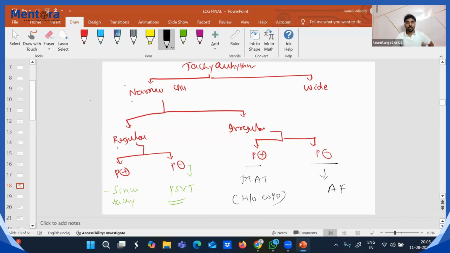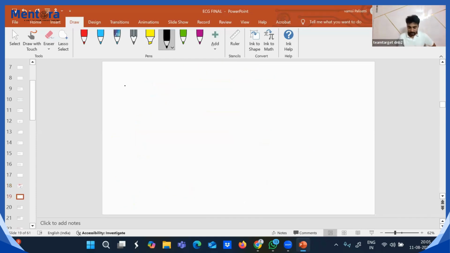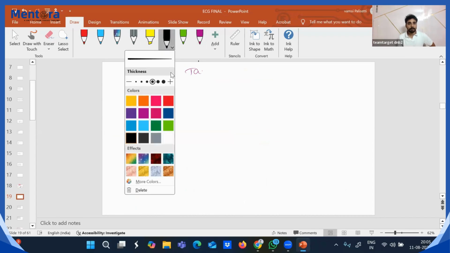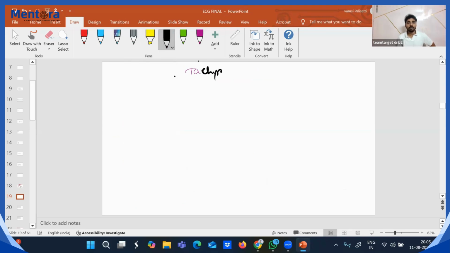Okay, so after knowing this, we'll go for the wide QRS. We discussed only narrow so far. Same way, we saw some tachyarrhythmia, which I told you is divided into narrow, which we already saw before. Now we are talking about wide. Wide indicates a ventricular origin.